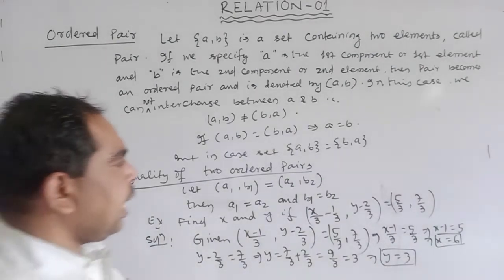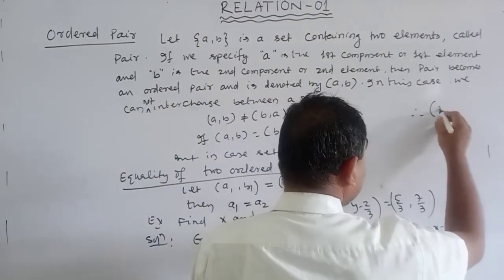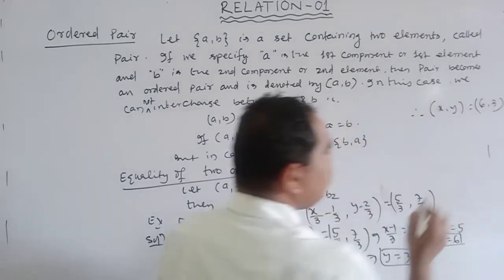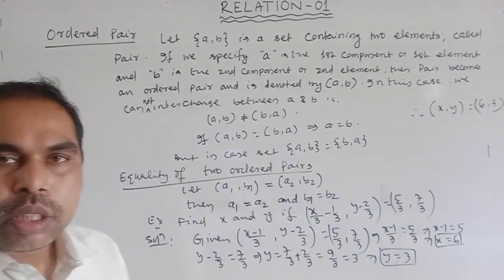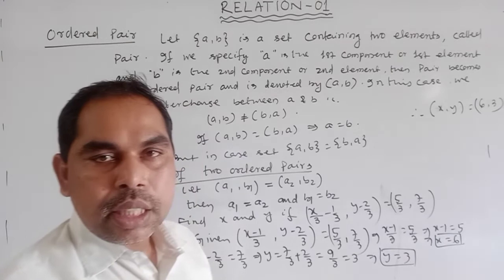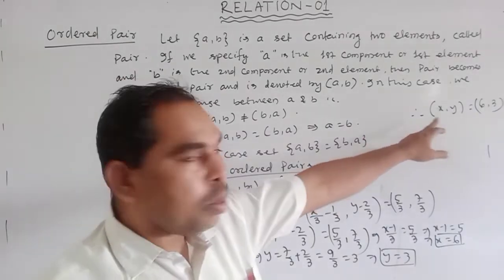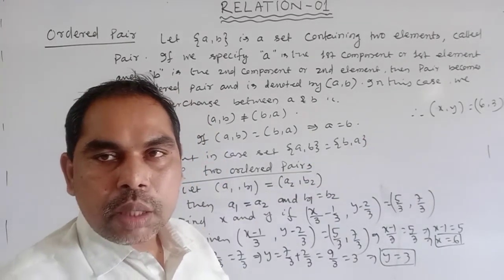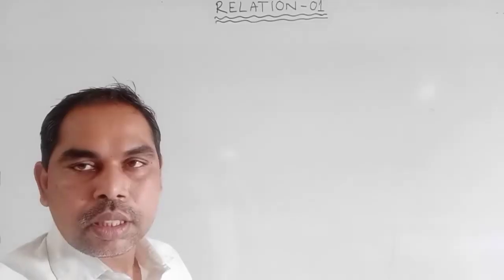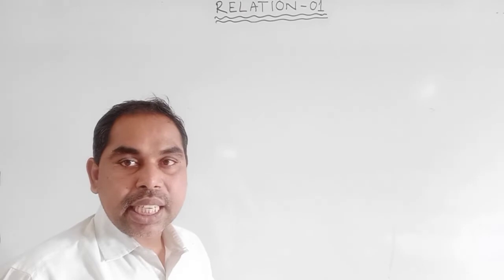Therefore, the ordered pair (x, y) is equal to (6, 3). This is the answer. Next, Cartesian product.